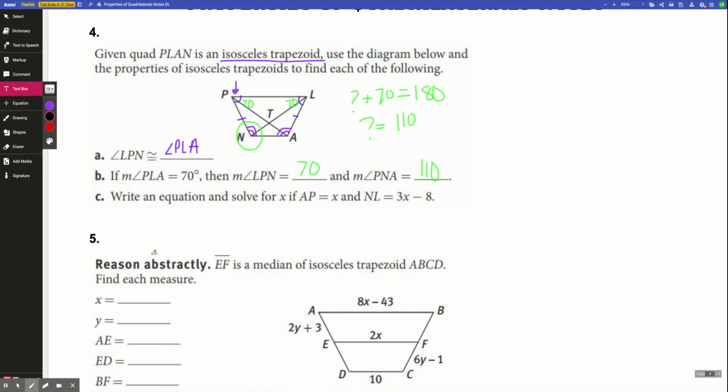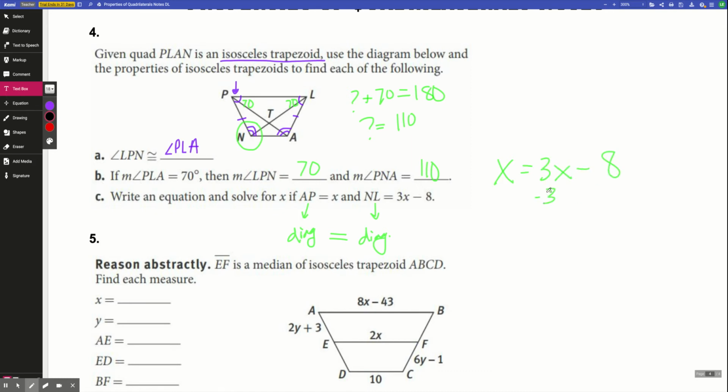Okay? Right, and then my last one here says, write an equation and solve if AP, which is a diagonal, AP is equal to x, and NL, which is the other diagonal, is 3x minus 8. Remember, in an isosceles trapezoid, the diagonals are equal. So we're going to set those equal to each other. x equals 3x minus 8.